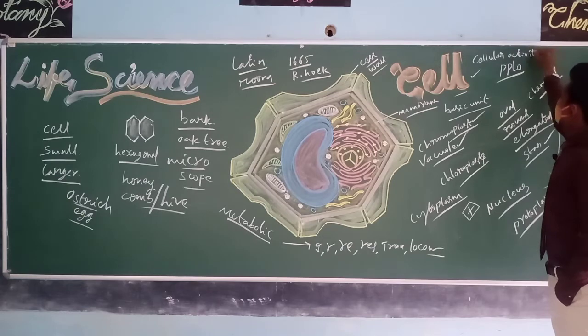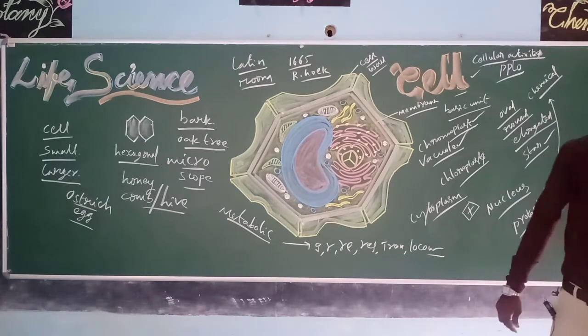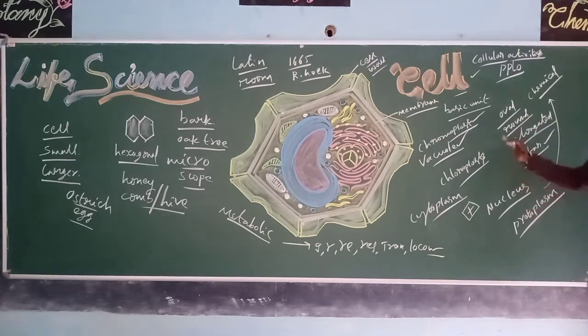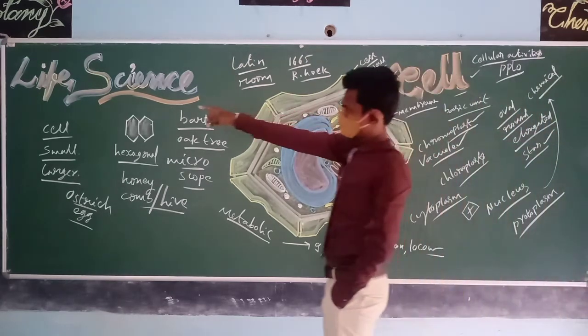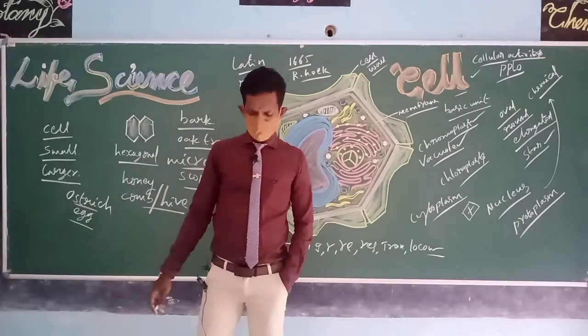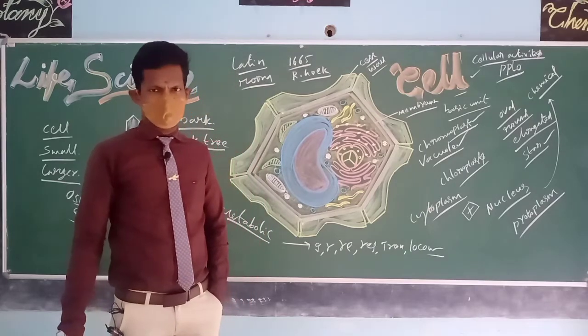So when these activities are not performed by the cell, then that is called death. So these all activities combined together are called life. So what is life? Life, in the sense, is a combination of metabolic activities performed by the cell.